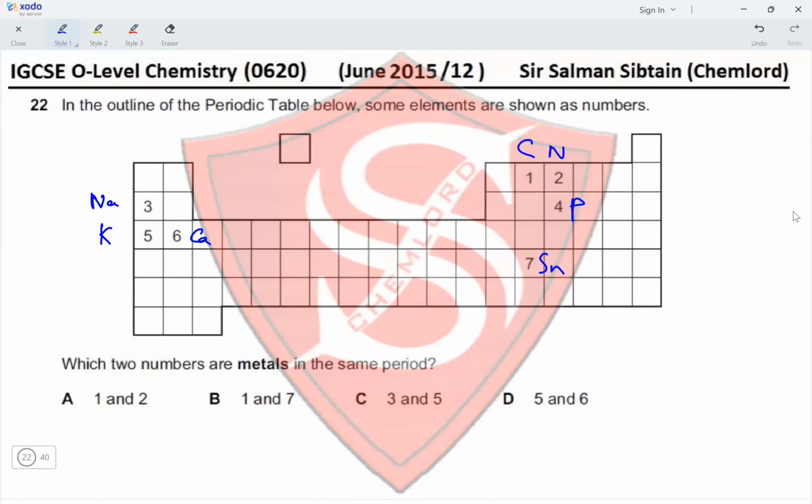So the question is, which two numbers are metals in the same period? So metals include sodium, potassium, calcium, and tin. So out of these, the two in the same period are potassium and calcium, which makes option D the correct option for this question.